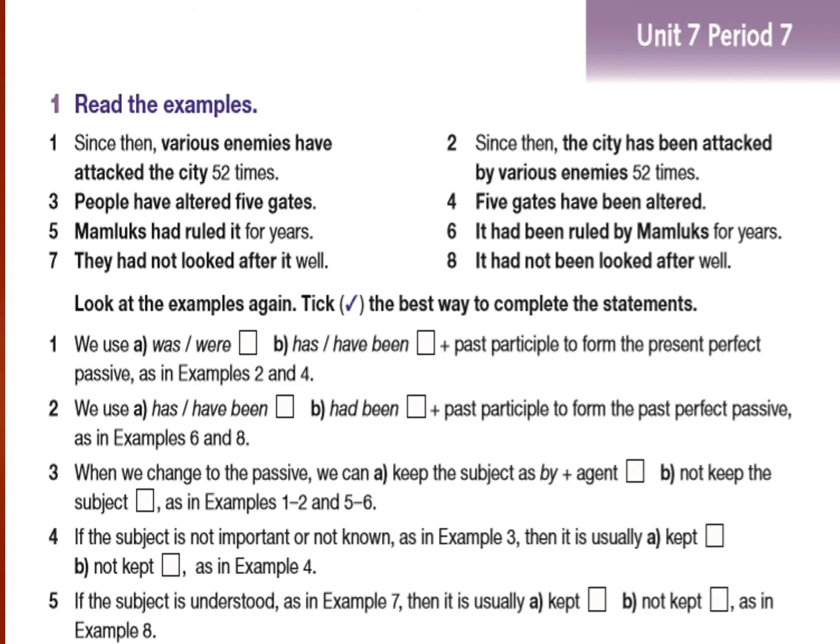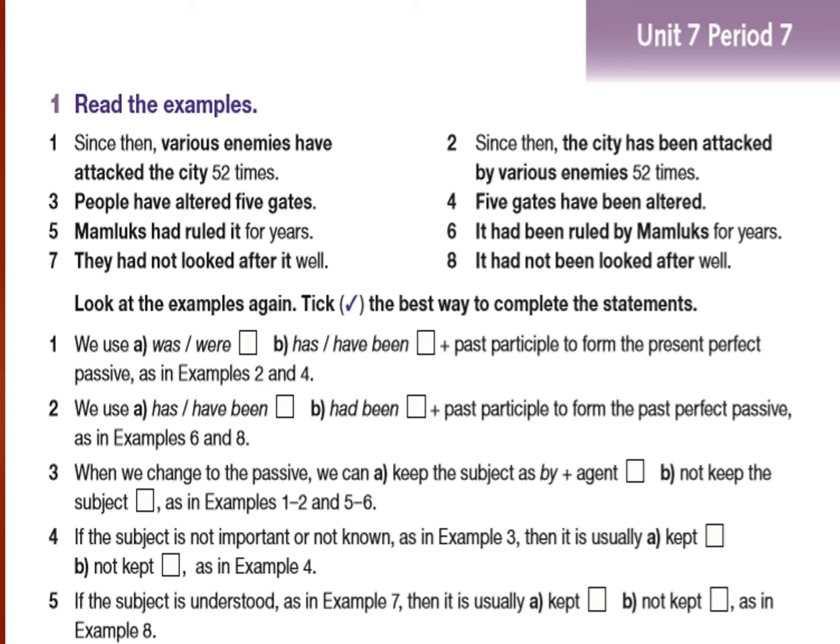Example 3 and 4. Example 3. People have altered 5 gates. Now this is an active sentence. Read example 4 and see how we changed from active sentence to passive sentence in the present perfect. Number 4. 5 gates have been altered. Here I start with the object, 5 gates, plus have, plus been, plus the past participle.